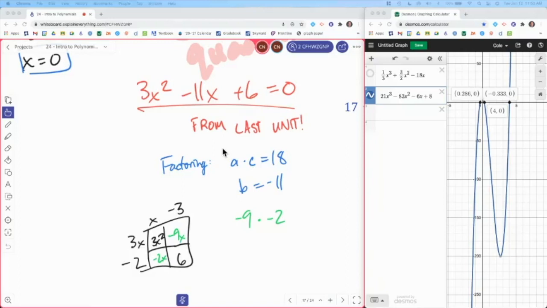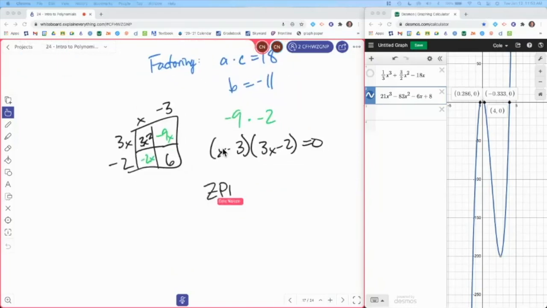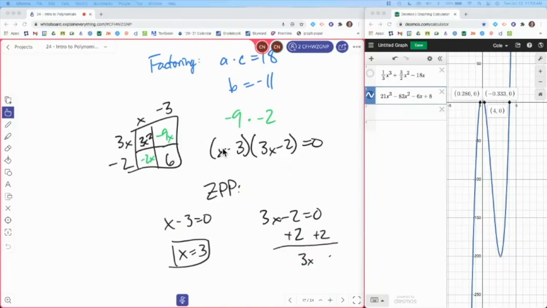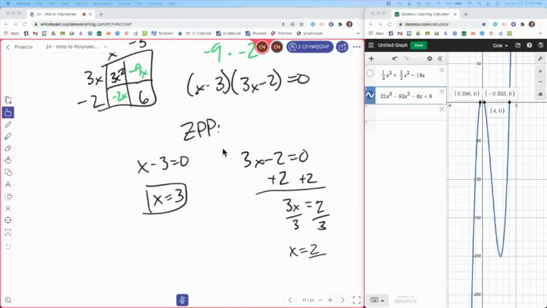So now my factoring says, well, x minus 3 equals 0, and 3x minus 2 equals 0. So zero product property, x minus 3 equals 0, and 3x minus 2 equals 0. So x is 3 here. That's one solution. Let's just solve this one a little bit. So then divide both sides by 3, and we get x is 2/3.